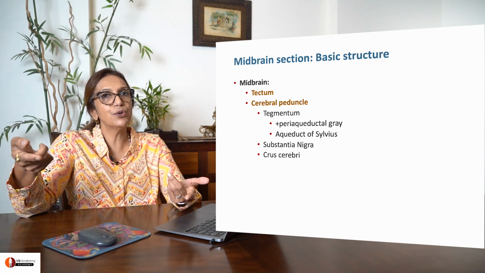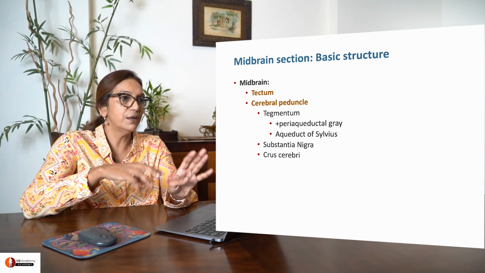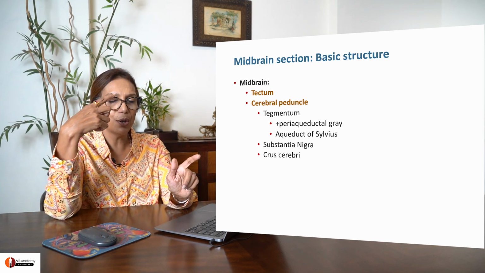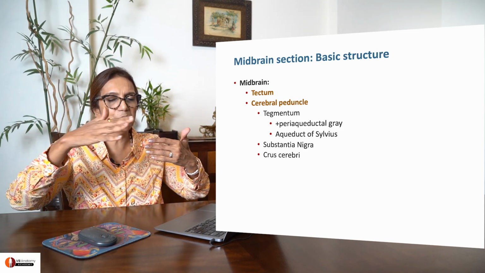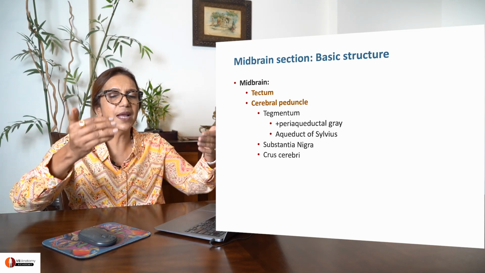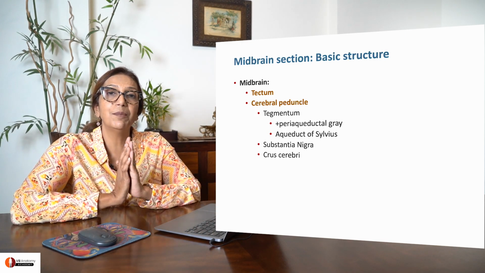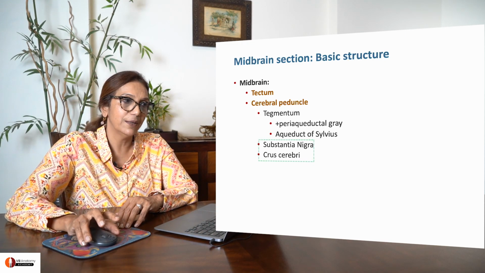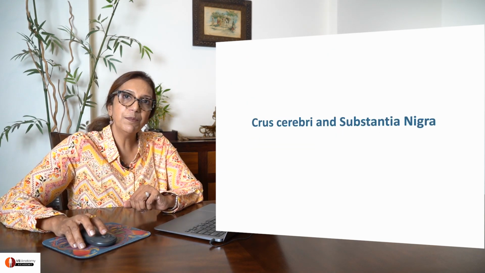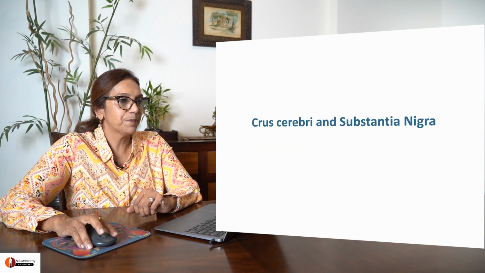Are you able to visualize this? Stop the video here. Look at this. Close your eyes. See if you can imagine tectum, tegmentum, periaqueductal gray, substantia nigra, crus cerebri. You should be able to see this much now in your mind. Yes? Okay. So let's study the crus cerebri and substantia nigra.